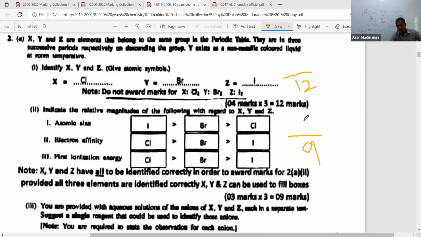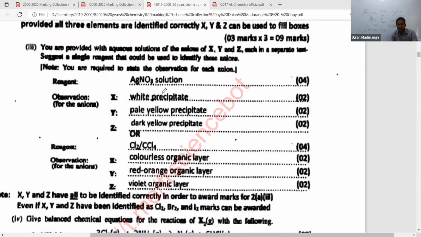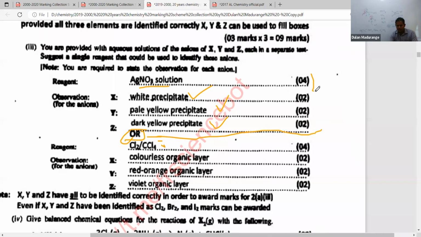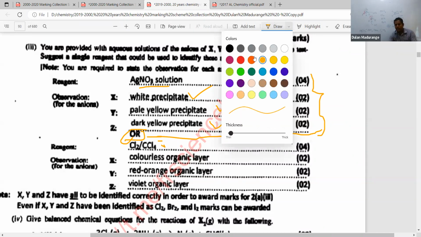Okay, let's move to the rest. Out of 12, out of 9, we have discussed this, and then let's move to the next part. You have to add silver nitrate: X is a white precipitate, Y is pale yellow, and this is dark yellow. You have to add Ca, or otherwise you can add this one, Cl2 and CCl4, it's an optional answer. Get your marks for this. It's enough to write the color of the precipitate, no need to mention the addition of dilute ammonia or concentrated ammonia, it's optional.